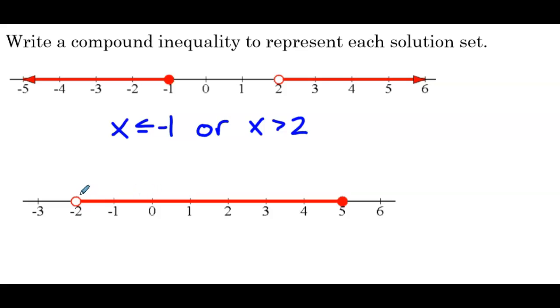In the second example, we have -2 all the way to 5. So we have x is greater than -2. And then in the other direction, we have x is less than or equal to 5. And all of these values in between make both of these inequalities true. So since the values make both inequalities true, we would write that as an AND.